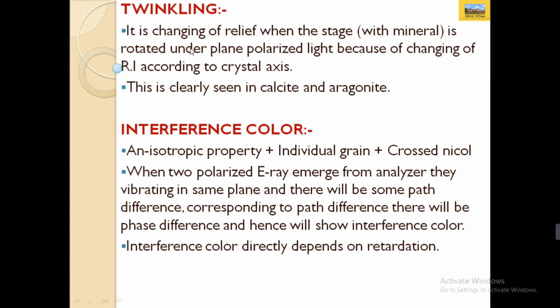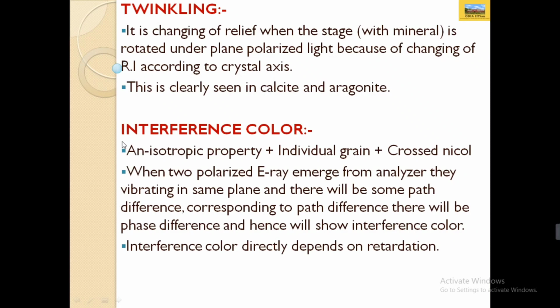Similarly, another important optical property is twinkling. It is the changing of relief when the stage with the mineral is rotated under plane polarized light, because of the changing refractive index according to crystal axis. This is clearly seen in aragonite and calcite.